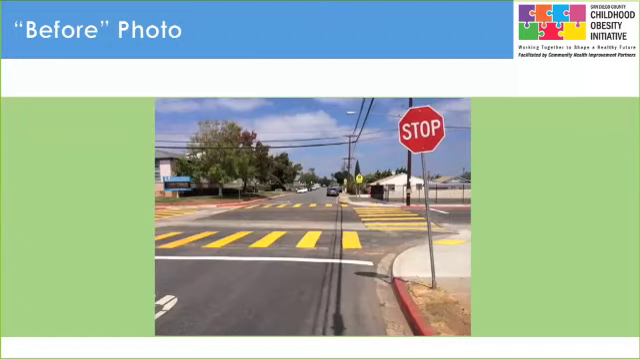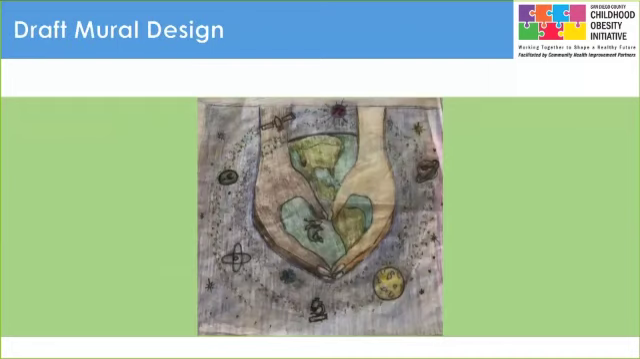Here's a before photo. And if you aren't familiar with intersection murals, the paint actually goes right in the center of the street. Here is the draft mural design. And so the crosswalk will actually act as a border on all four sides of the mural.